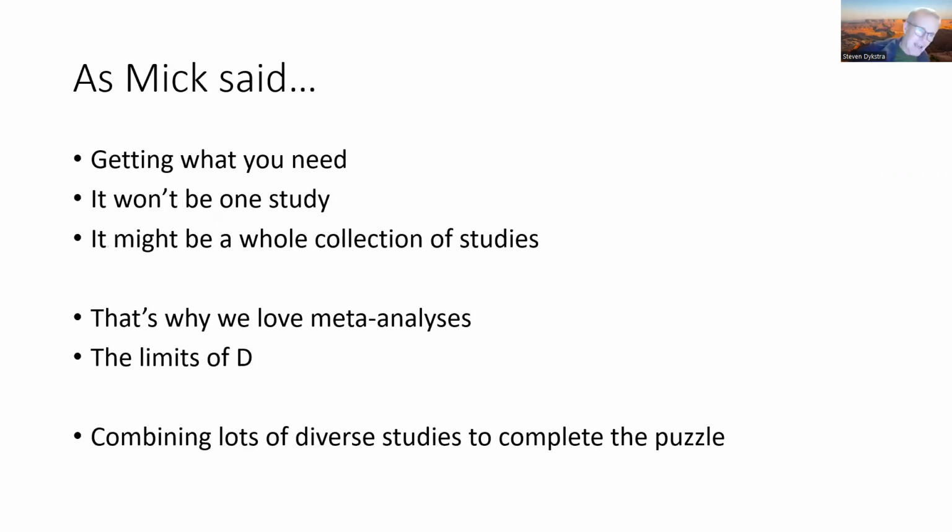So as Mick said, you can't always get what you want, but you can get what you need. It isn't going to be one study. It might be a whole collection of studies, and that's what you need. Everybody wants the one study, the one perfect study that answers all our questions. And it's just not possible to do. That's why we love meta-analyses. That's why we love these studies like the National Reading Panel that pull hundreds and hundreds of studies together. Before that, the report of the National Academy of Sciences that pulled hundreds and hundreds of studies together. And they rely very heavily on effect sizes.